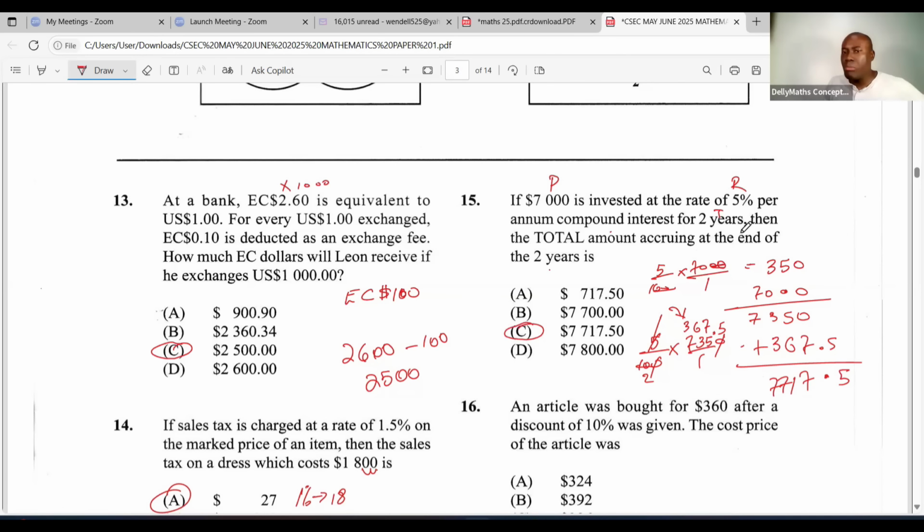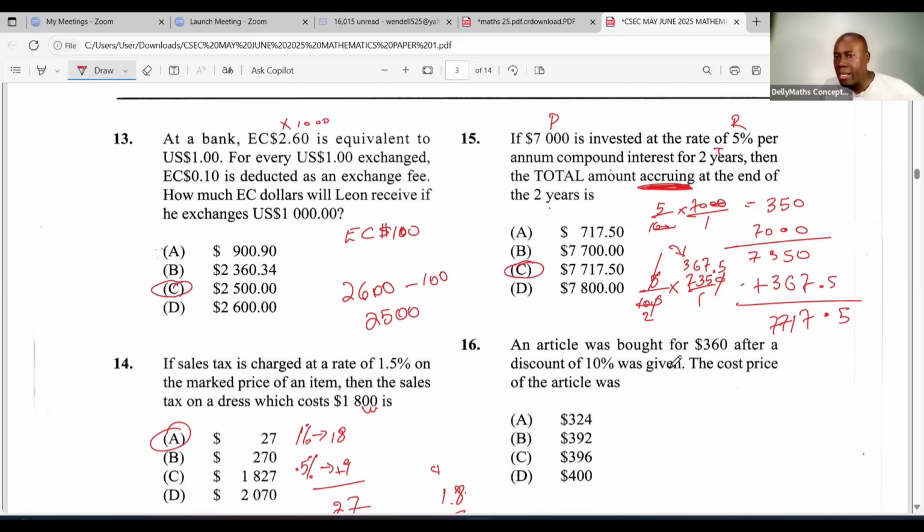But there's a key point in the question. It says the total amount accrued at the end of the 2 years. This accruing would have been your interest plus what you started with. In other words, what you saw in the account at the end. And remember, this question never asks you for the compound interest at the end of the period. Accrued amount is the total at the end.